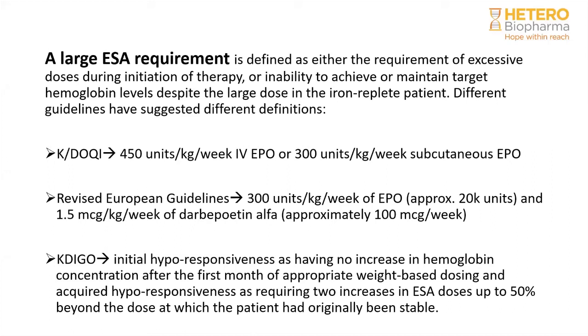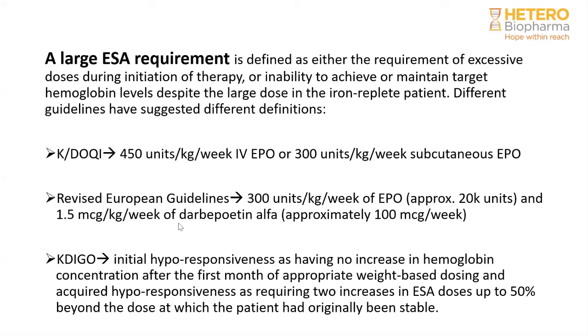The next thing is the revised European guideline, which says 300 units per kg per week of EPO with a maximum capping of not more than 20,000 units. If you're using darbepoetin, a large ESA requirement is defined if someone requires more than 1.5 microgram per kg per week.